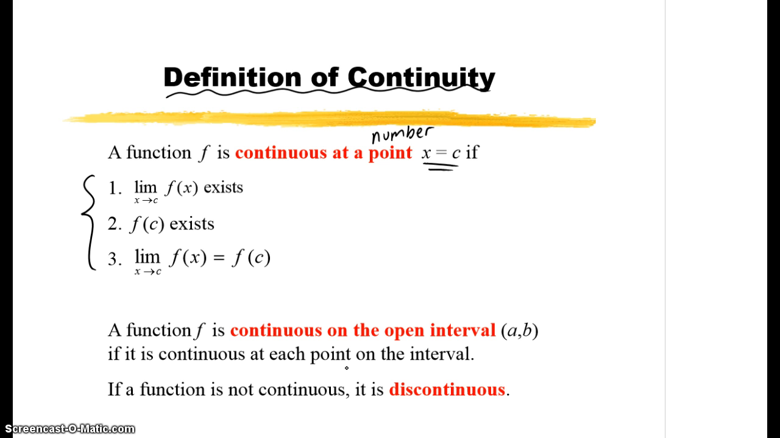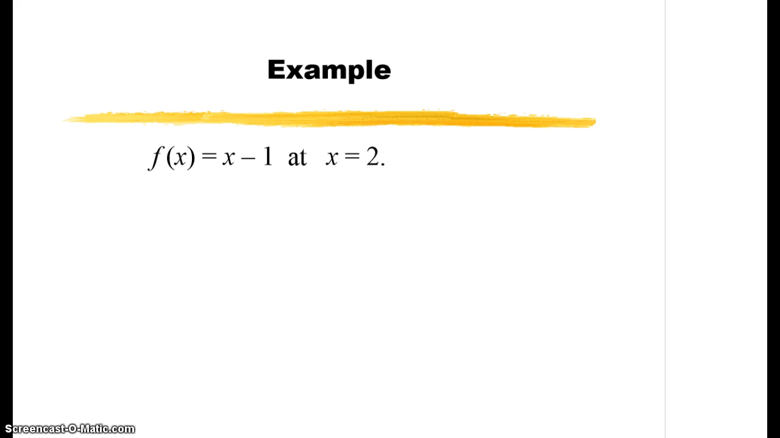A function f is continuous on an open interval (a, b), extending this further, if it is continuous at each point on the interval a to b. Now, as you can imagine, if a function is not continuous, we say that it is discontinuous. So why don't we take a look at an example.